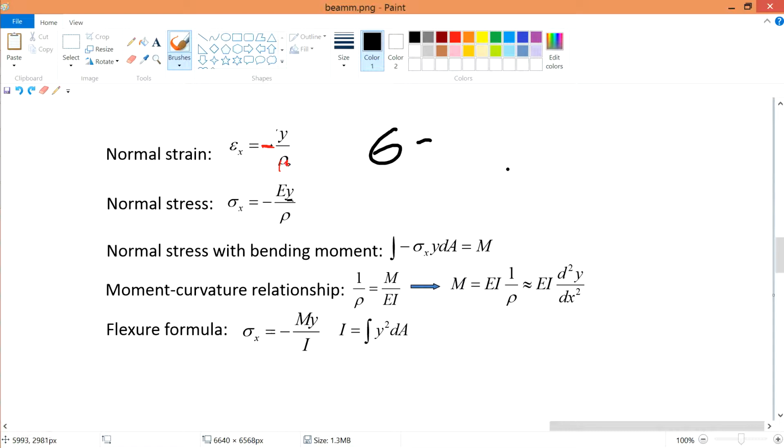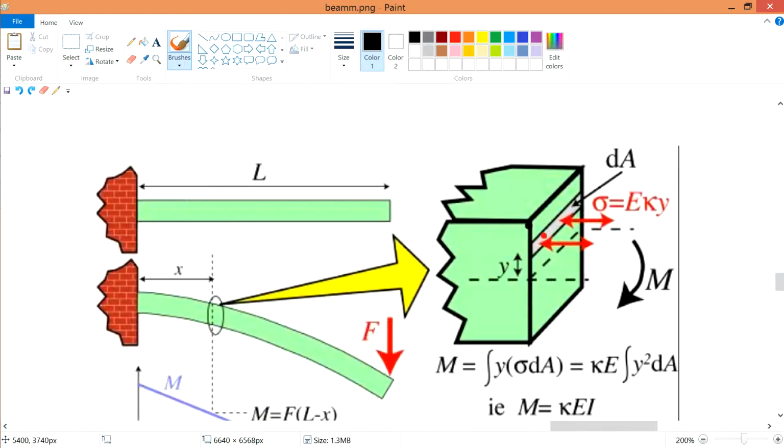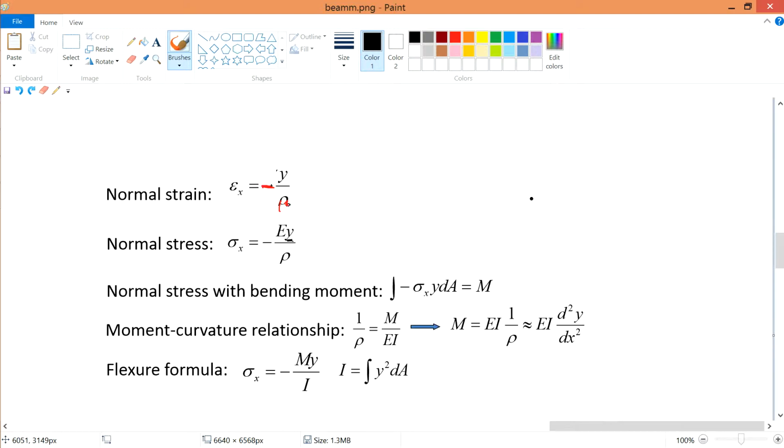If you want to visualize your normal stress, look at the cross section of your beam. If you draw it as a 3D beam, at this cross section over here, your stress is acting perpendicular to the surface. If you were to do it in 2D, it's like this. So this is why we say that it's a normal stress, normal in the x direction. Strain is also in the x direction. So be careful of this thing. This is the integration.